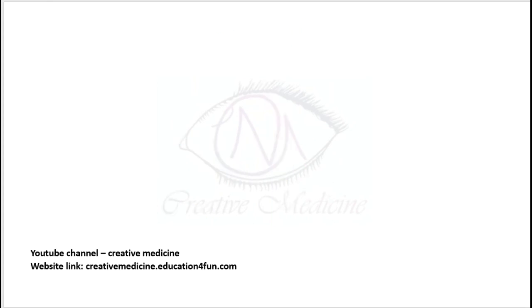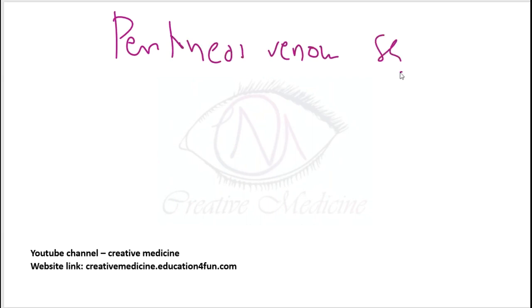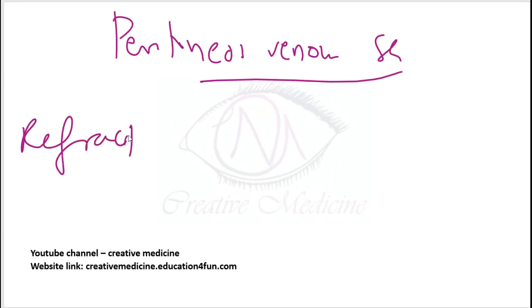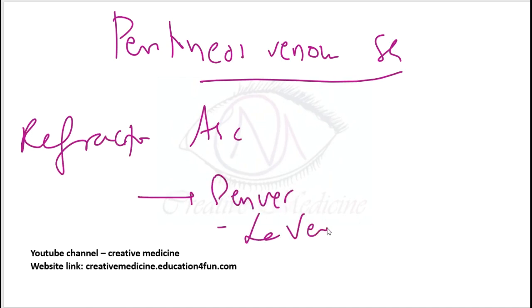Next we have something called peritoneovenous shunt. Where do you do these peritoneovenous shunts? These are actually done in patients with refractory ascites. These include the Denver shunt, the Levine shunt, and the Minnesota shunt. These are used in patients having refractory ascites.